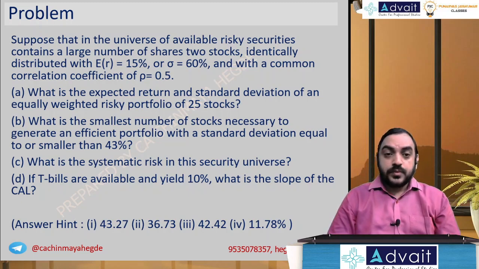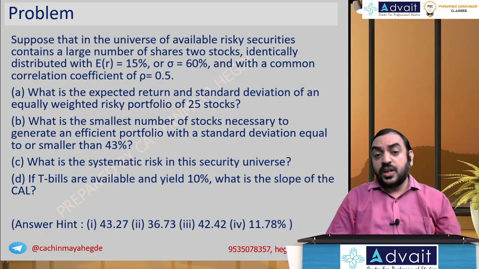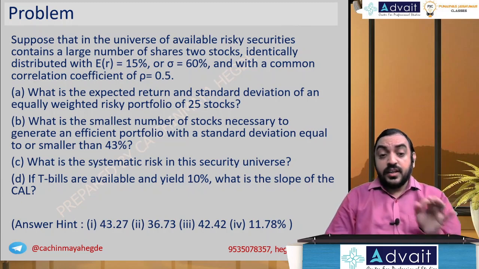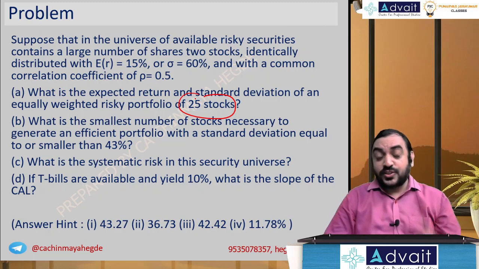Let's read. Suppose that the universe of available risky securities contains a large number of shares of two stocks, identically distributed with return of 15%, standard deviation of 60%, and common correlation coefficient of 0.5. What is the expected return and standard deviation of an equally weighted risky portfolio of 25 stocks? 25 stocks. We learned the formula for 2 stocks, 3 stocks, for 25 stocks. If it is equal weighted, there is one formula which we are going to discuss.